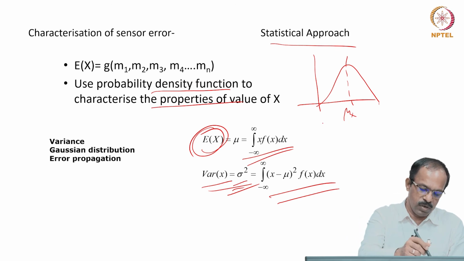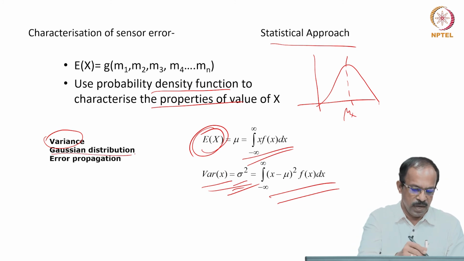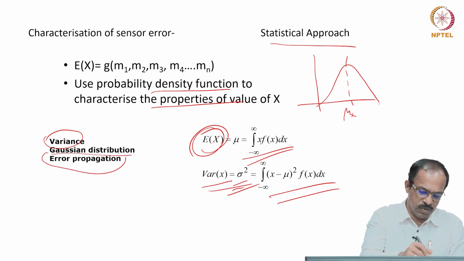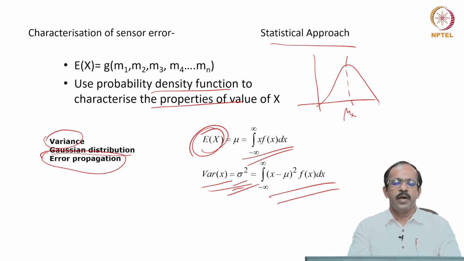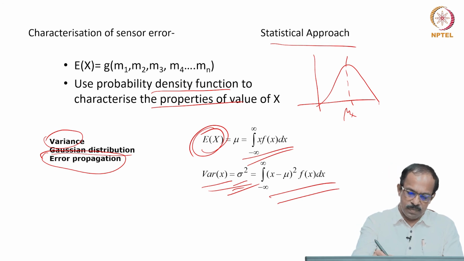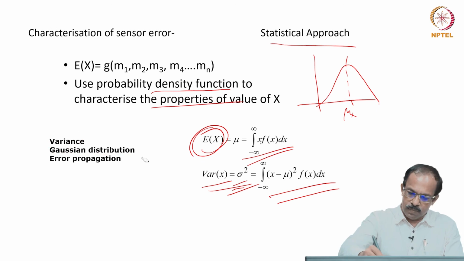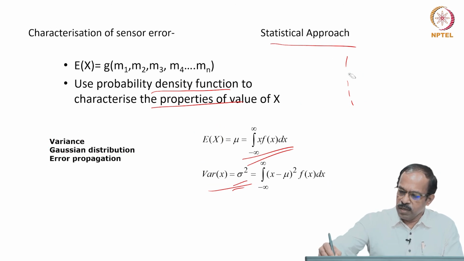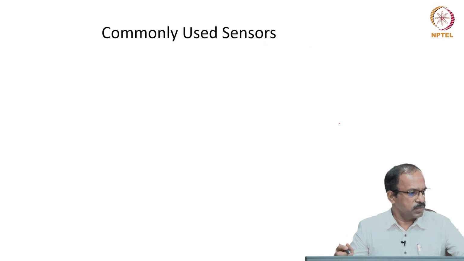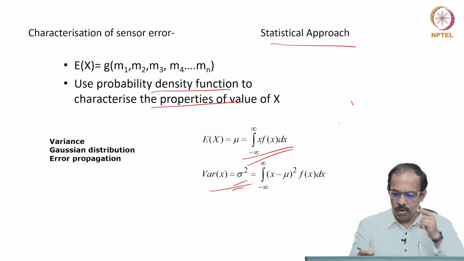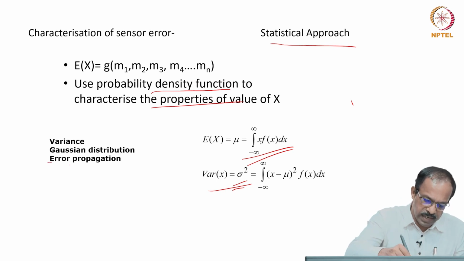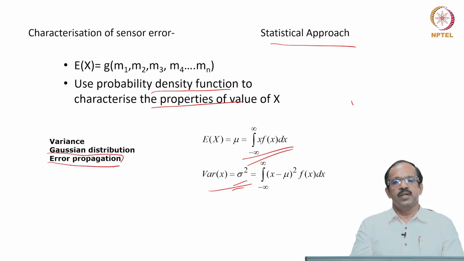So, every sensor will assume a variance, and we assume that it is a Gaussian distribution, and once we have that, we can use something called an error propagation model to identify the extent of error in an estimated value also. So, what does it mean? I will talk about this error propagation slightly later also, but what we do in the error propagation is this.